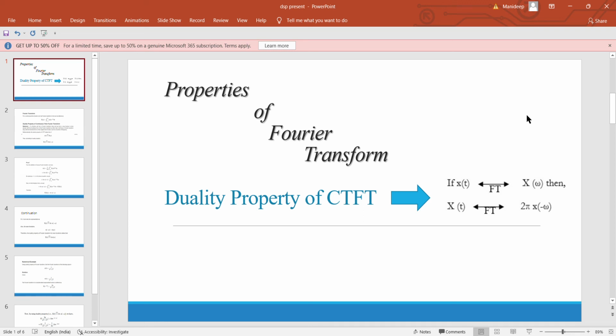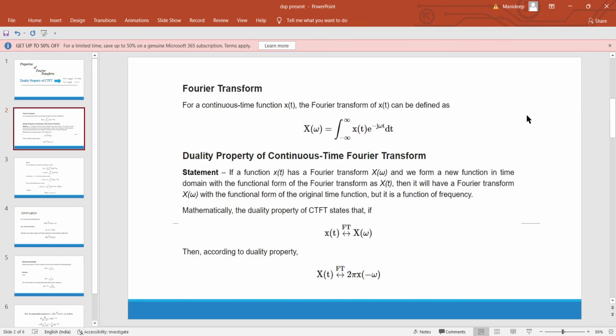So hi guys, I'm here to explain about the duality property of continuous time Fourier transform. Duality property is one of the properties of Fourier transform. So if any time domain signal x of t is given, then we can find the Fourier transform of that in the frequency domain as X of omega or X of j omega.